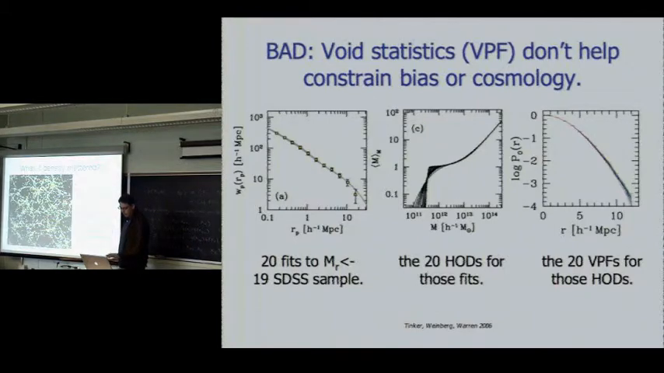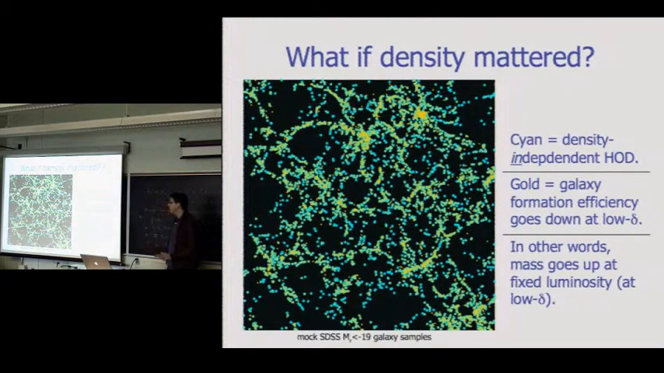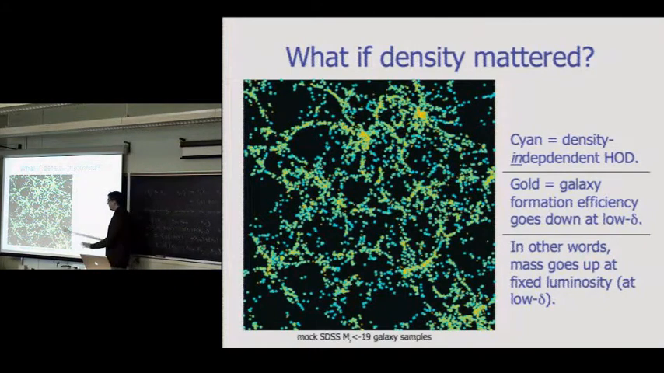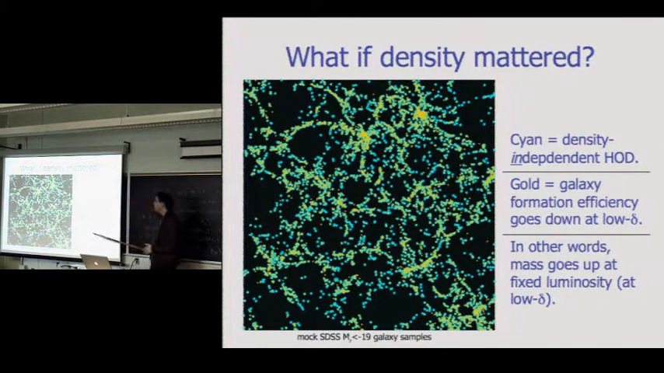So what happens if density does matter in terms of galaxy formation? These are two galaxy distributions from an n-body simulation that I populated, and they both match the same two-point correlation function for Sloan galaxies brighter than minus 19. The cyan is my standard HOD, where galaxy formation is independent of environment. It only depends on halo mass, and so the halo occupation is the same whether you're here or here. Now, for the gold points, I've tweaked galaxy formation efficiency a little bit. I've made galaxy formation slightly less efficient in low-density regimes. So at the same halo mass, galaxies are fainter. Or, in other words, for the same luminosity threshold, the minimum mass scale goes up.